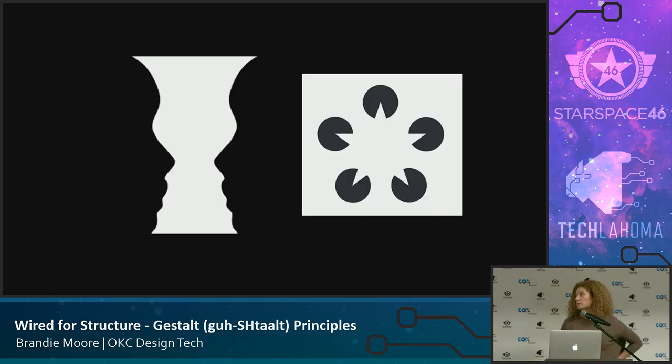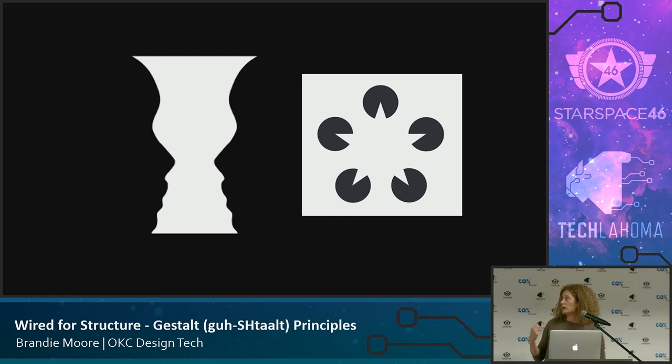2 of the very familiar, I would think, images that are related to Gestalt are the face and vase. So that's an example of the figure ground Gestalt principle, which is where if you focus on the white, you see the vase. If you focus on the black, you see the faces. So that is, again, the figure ground.